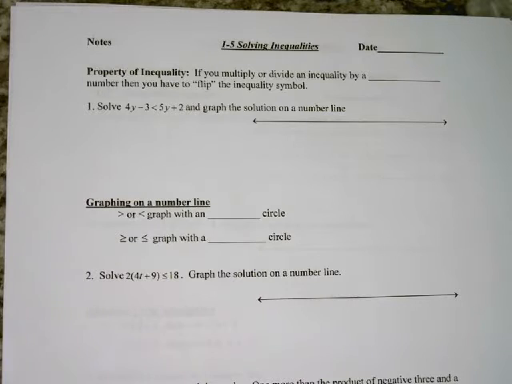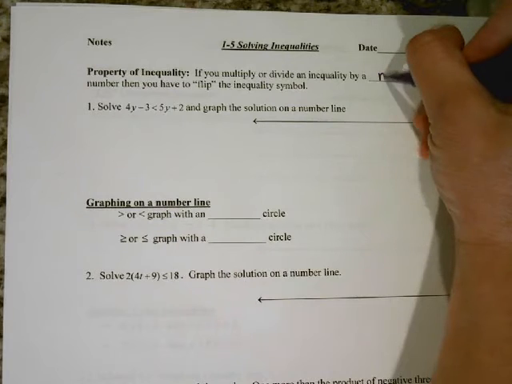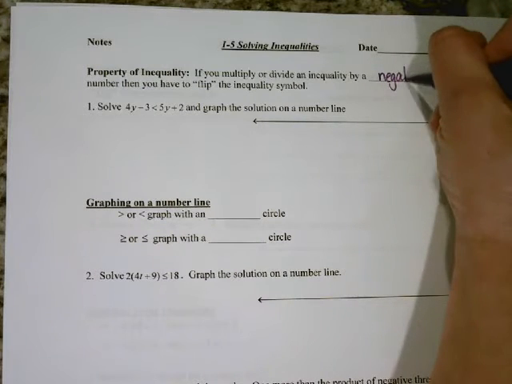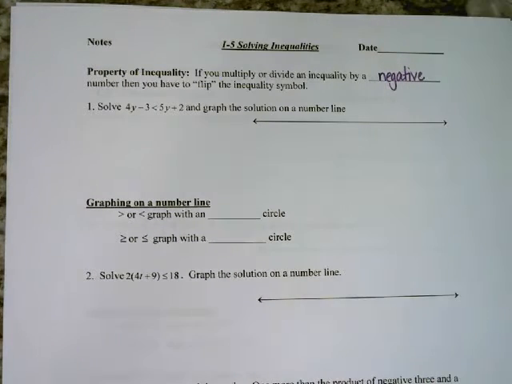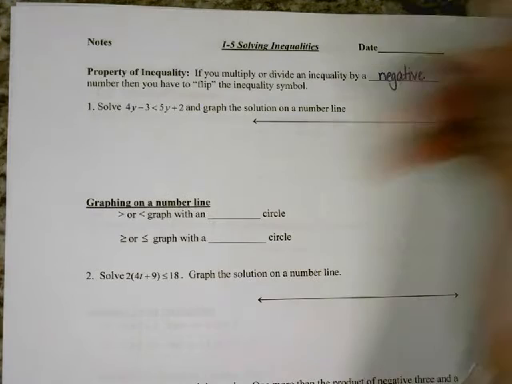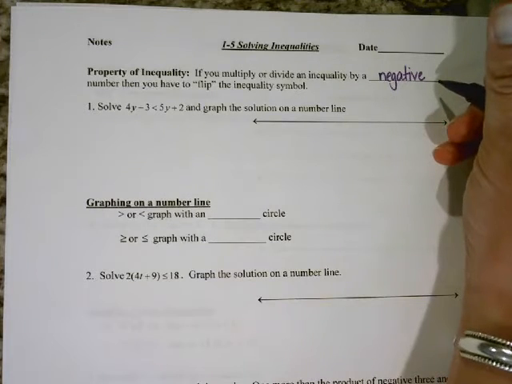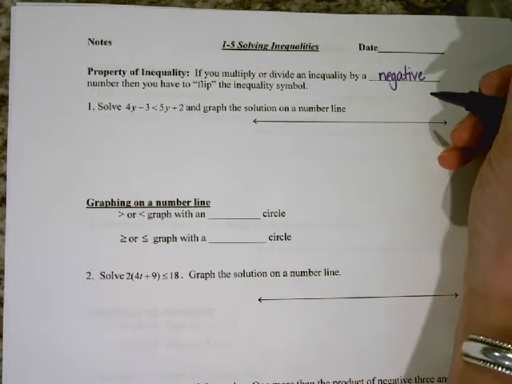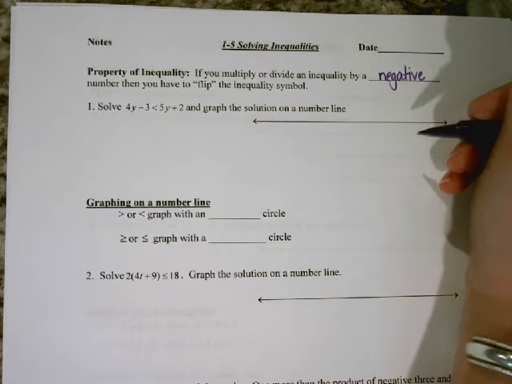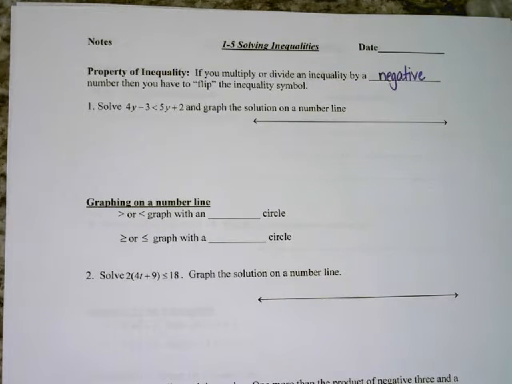So first of all, we have the property of inequality at the top, and it says if you multiply or divide an inequality by a negative number, you have to flip the inequality symbol, okay? Anytime you multiply or divide by a negative and only a negative, you have to flip the inequality symbol. So if it's positive, you don't flip it, only if it's negative. All right, so look at number 1 there.